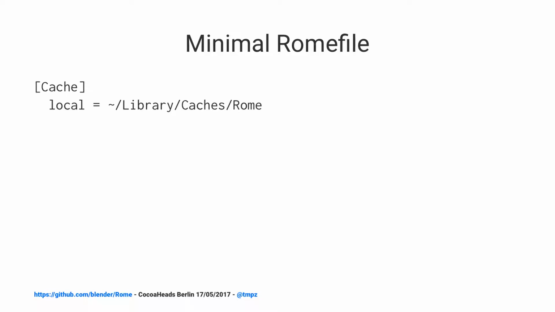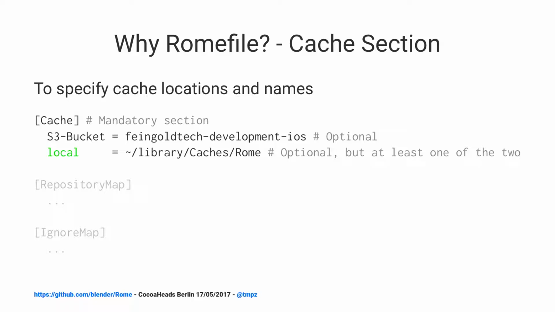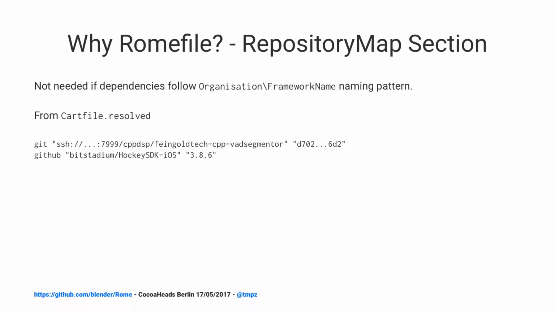So let's dig a little bit into what these keys inside this config file are. So first, obviously, you have to tell Rome what your caches look like and where they are. So you would have to tell it, okay, I'm using an S3 bucket, and this is the name of the S3 bucket I'm using, or I'm using a local cache, and this is the path to the local cache that I'm using. You can use both, you can use one, but there must be at least one cache in the file for this to work, otherwise you're not caching anywhere.